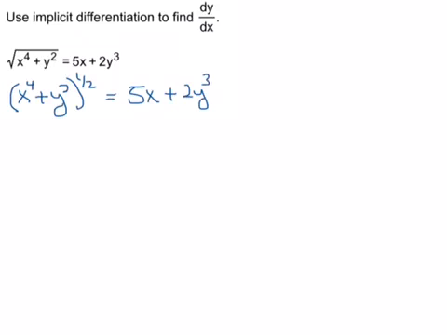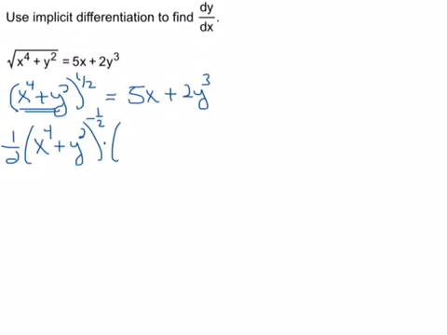Okay, now we're ready to differentiate much more easily. When we take the derivative, the outer function here is something to the 1/2 power. So we're going to bring down the 1/2, the exponent, keep the inside or the base the same, x to the fourth plus y squared, and subtract 1 from the exponent, so 1/2 minus 1 is negative 1/2. Now using the chain rule, we're going to multiply by the derivative of the inside function.